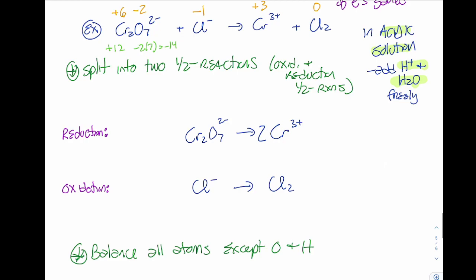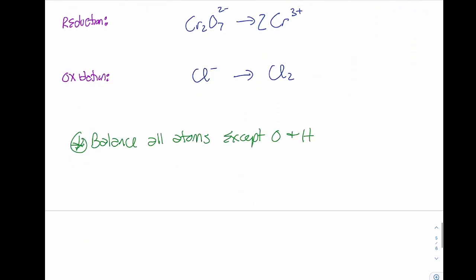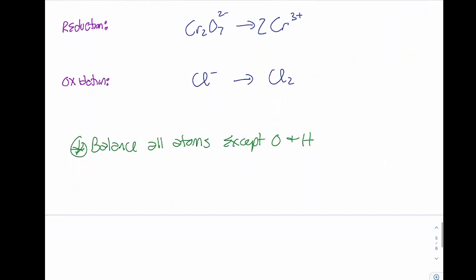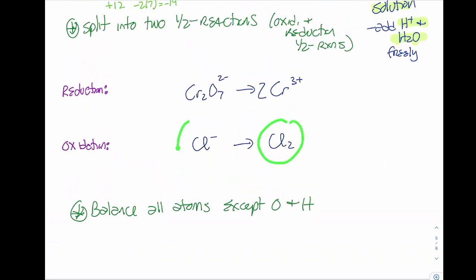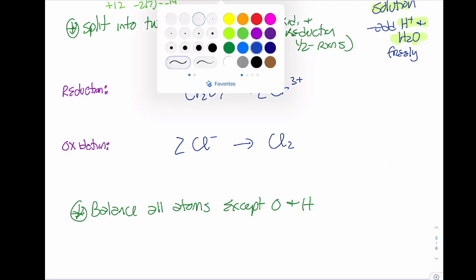I'm not going to worry about the oxygen yet, right? Because it said except oxygen and hydrogen. So I'm not worried about that. Here I have 2 chlorine. Here I only have 1 chlorine. So I'm going to put a 2 in front of chlorine. Remember, when we're balancing atoms, we can put coefficients in front of them, right? We can never change our subscripts. I can't go and do this to get 2 of them. That would be incorrect. The only thing I can do is add these coefficients. So I can put a 2 here to balance it. So everything's balanced except for oxygen and hydrogen if we had it.